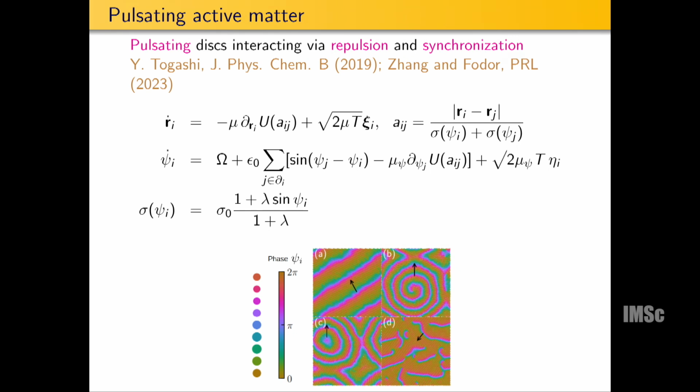Sigma is the size of the particle, the radius. And lambda is basically controlling how much it can expand and shrink. Is the model clear now? I am not going through the microscopics too much because I am talking about hydrodynamics.